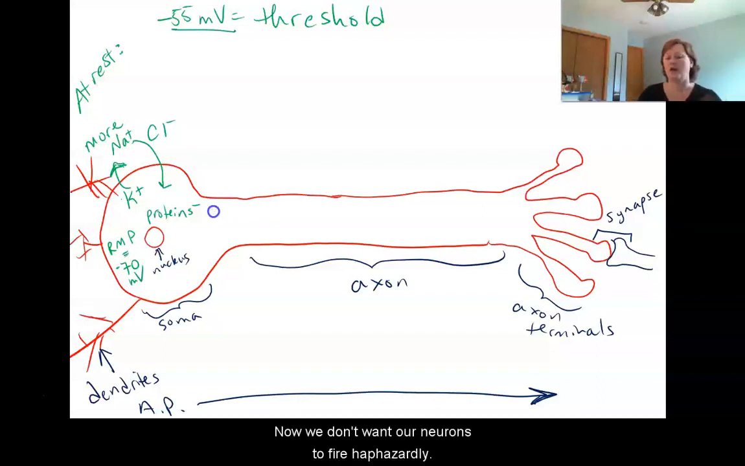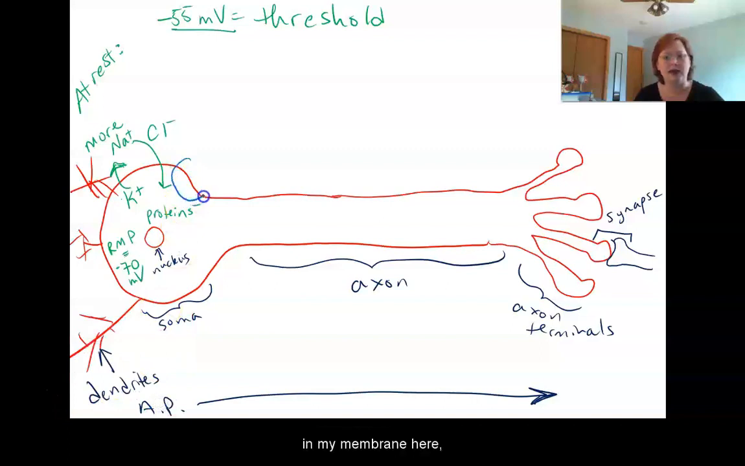Now, we don't want our neurons to fire haphazardly. We want them only to fire when we need them to. So when my cell's at rest, I'm also going to need a little pump in my membrane here. And we'll call this the sodium-potassium pump. All right, so that's my sodium-potassium exchange pump.